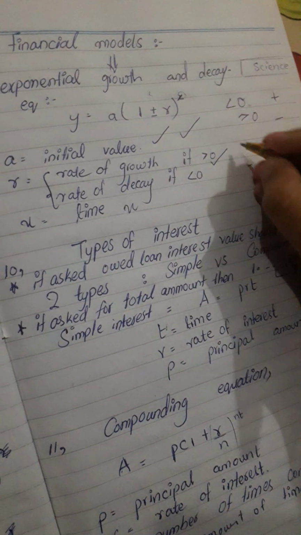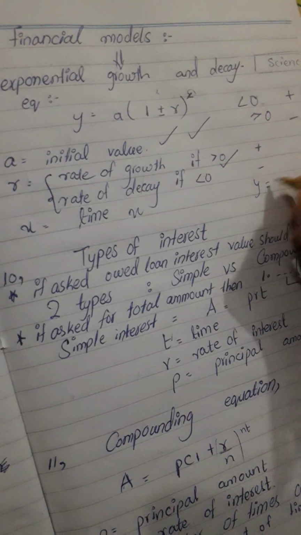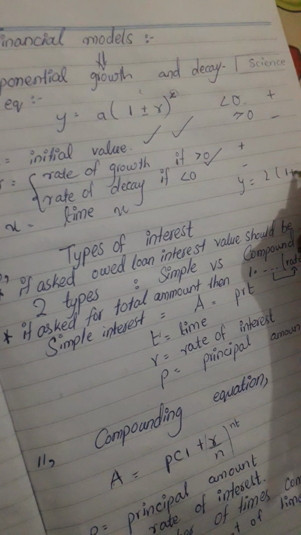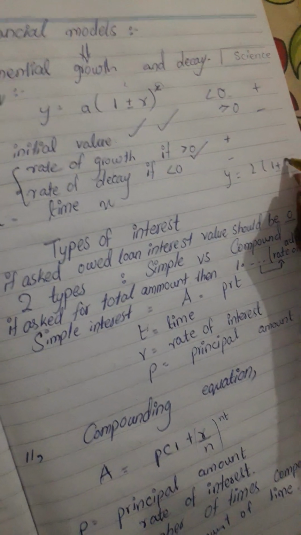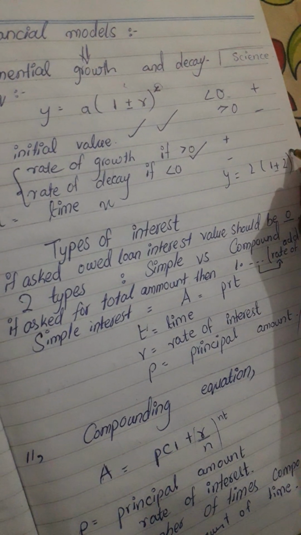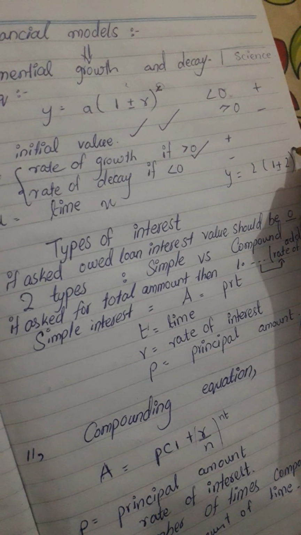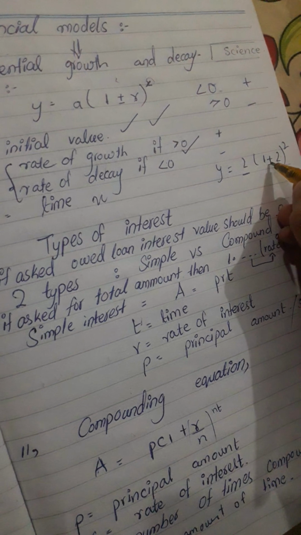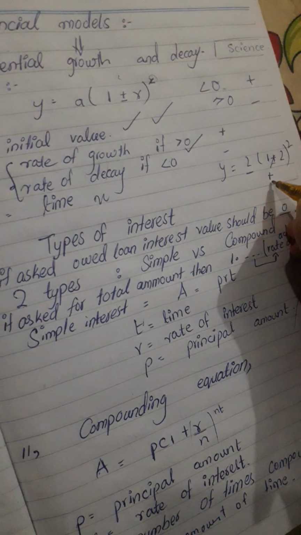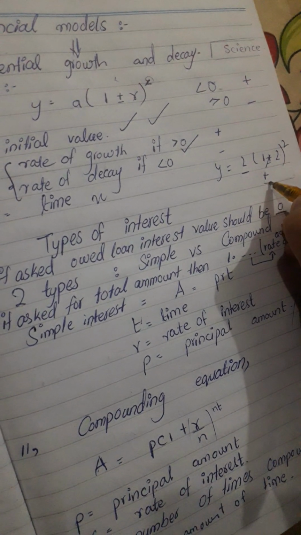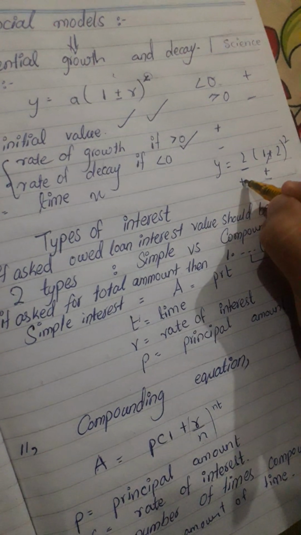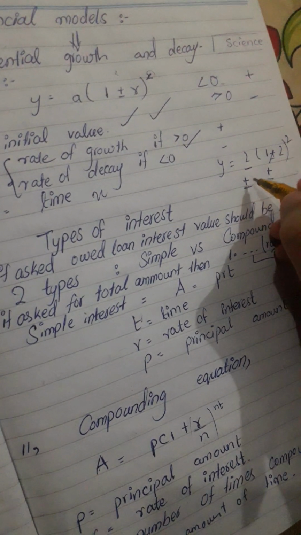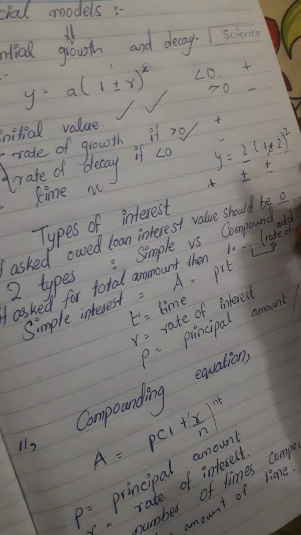If I give you an example right here, for example, y equals 2 times (1 plus r), now r equals again 2, and x, our time, is again 2. So here it is greater than 0, that's why I have added only plus, neither will I add minus here, I will simply add a plus right here because it was a greater value.